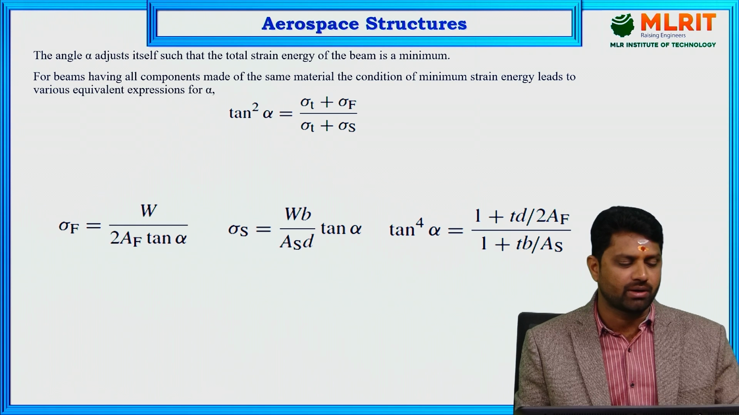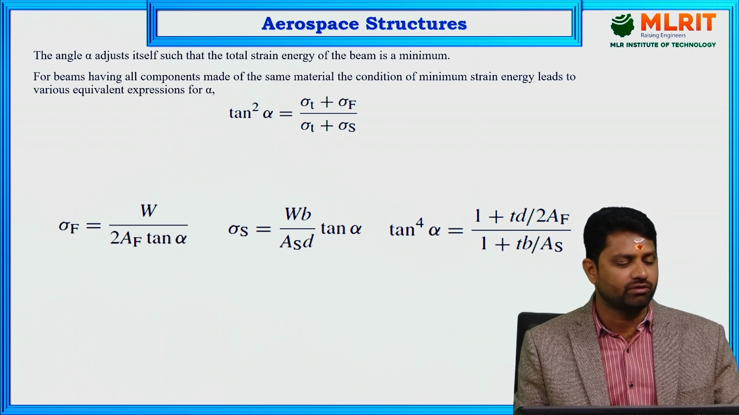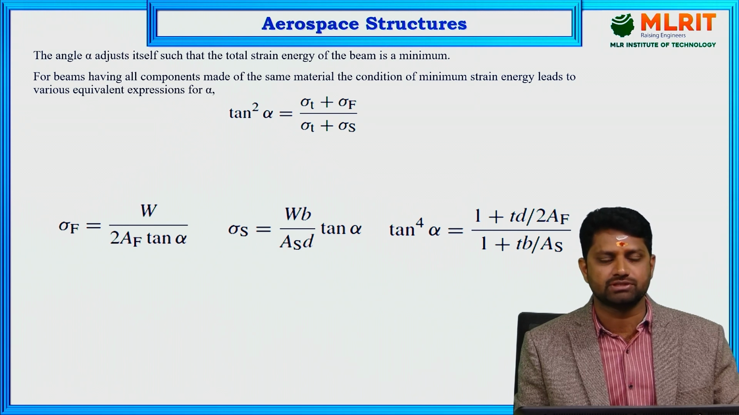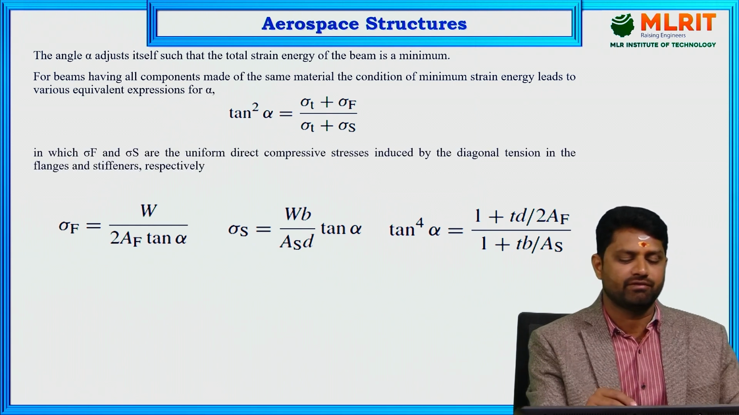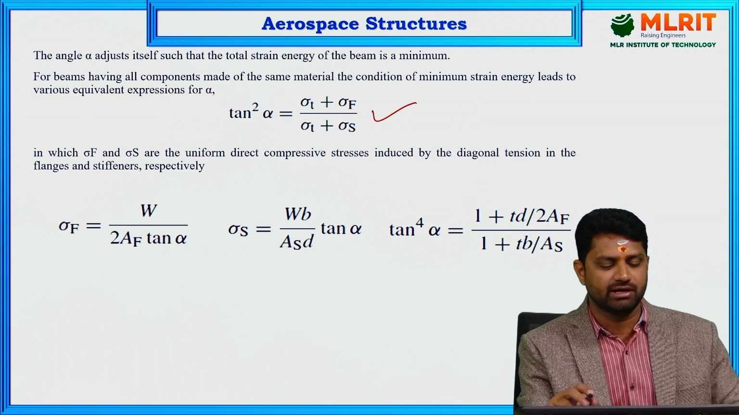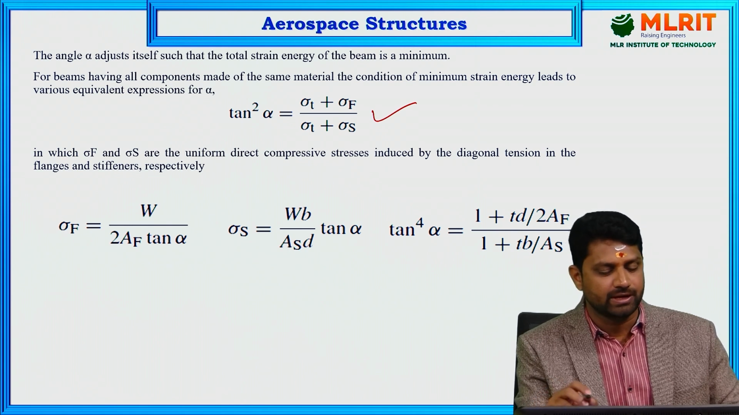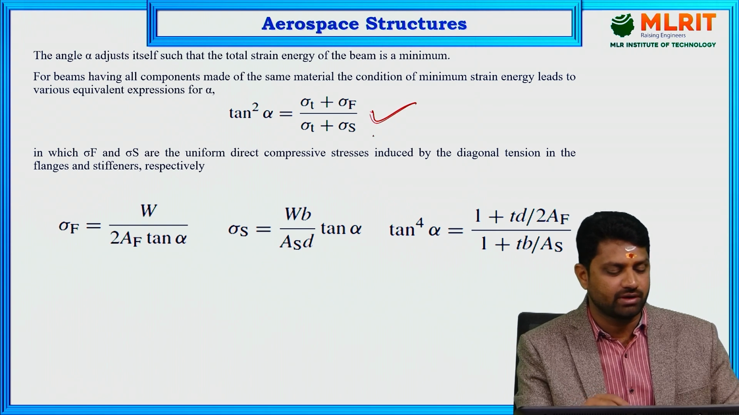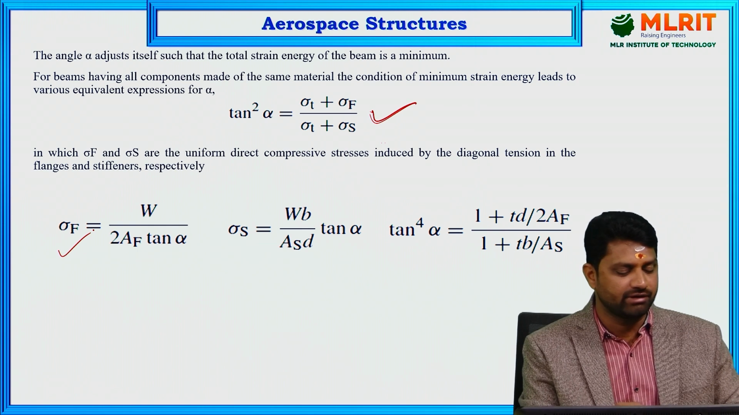So the angle alpha adjusts itself such that the total strain energy of the beam is stored to be a minimum, and for beams having all components made of the same material, the condition for the minimum strain energy leads to various equivalent expressions for alpha, and it is given by tan square alpha equals sigma T plus sigma F divided by sigma T plus sigma S, where sigma F and sigma S are the direct compressive stresses due to the diagonal tension in the flange and the stiffener. Okay, so by this tan square alpha, you are able to get alpha, and here you can substitute the value for sigma F as well as sigma S.